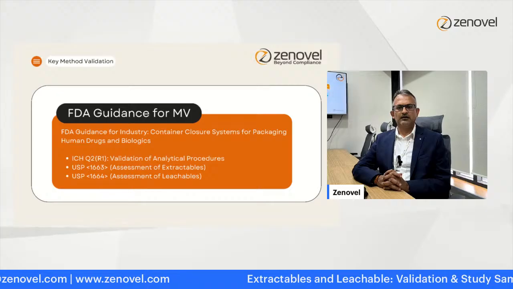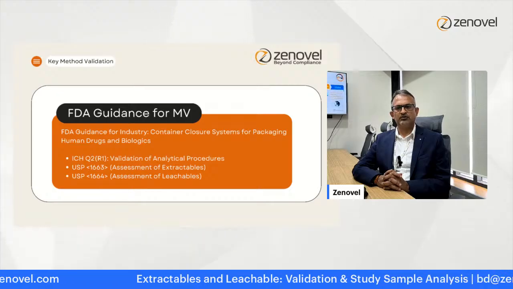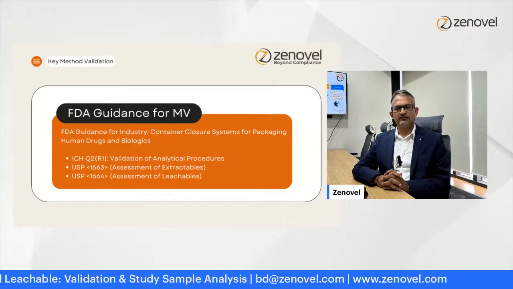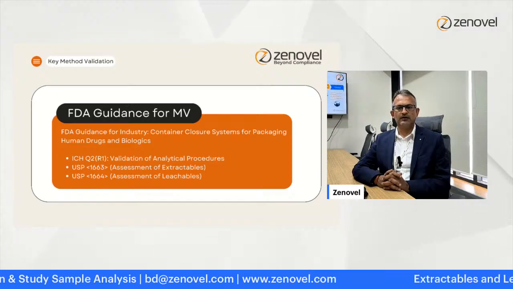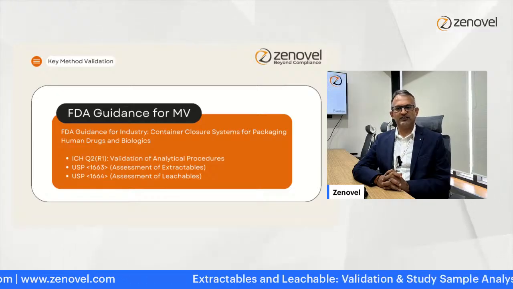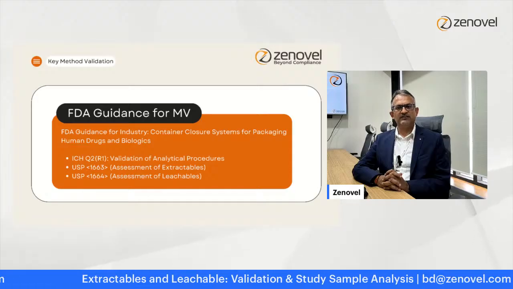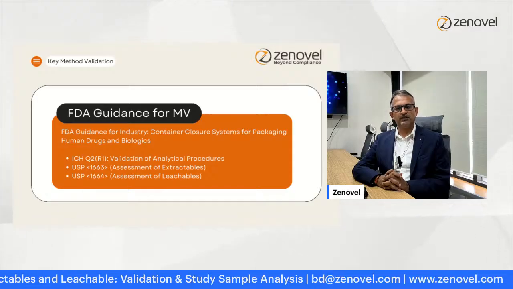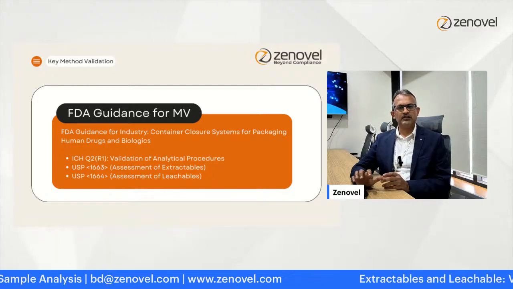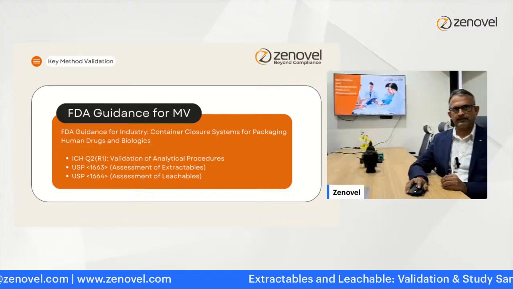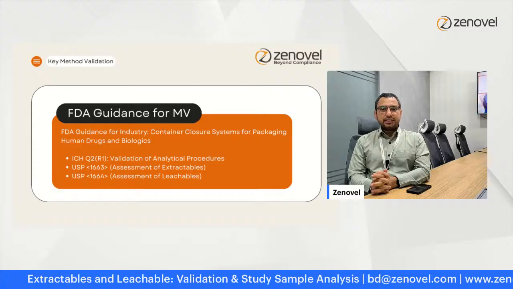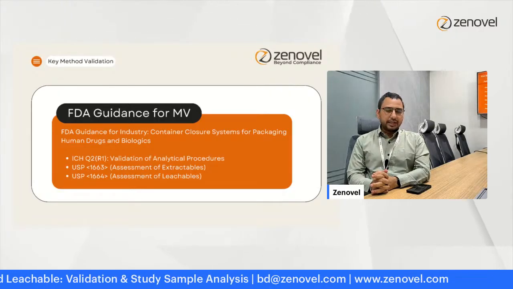So FDA has guidance for the container closure system for the packaging for human drugs and biologics, and for the method validation we have to follow ICH Q2(R1), and for the assessment of the extractables USP chapter 1663 is available, and 1664 for the estimation of the leachables. All right. So these are the guidelines which say that method development and validation is required.